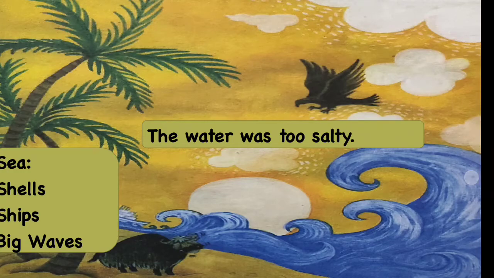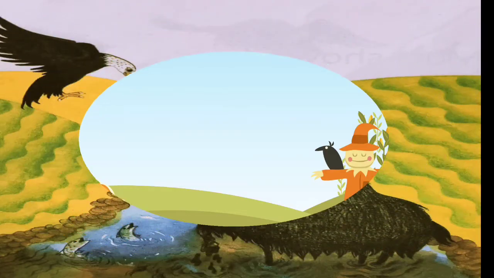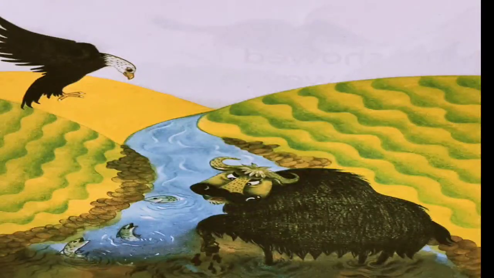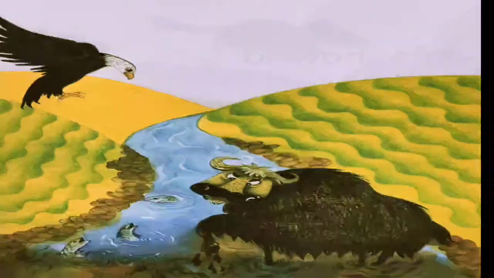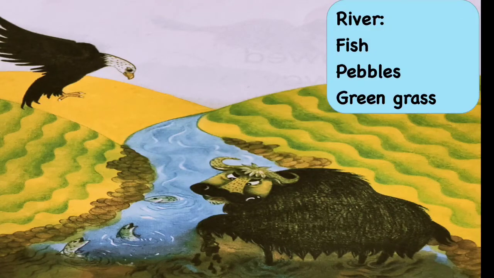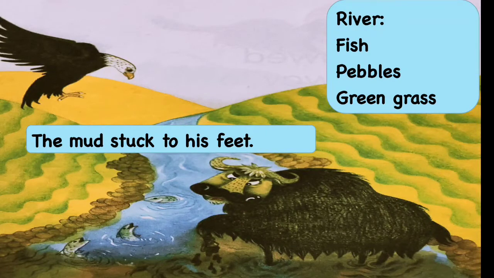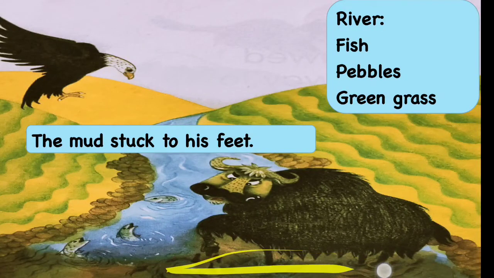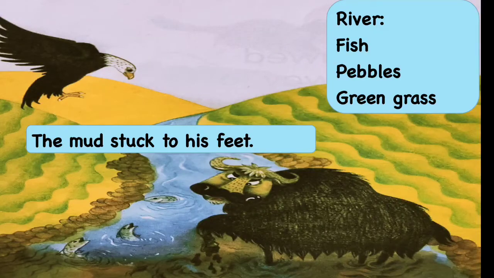Now, the second place he visited was the river. Muri showed him the way to the river. What did he see there? He saw fish and pebbles and green grass. Did he like it there? No, he still did not like the river. Now, why did he not like the river? Because the mud stuck to his feet. Do you see this mud? It stuck to his feet.